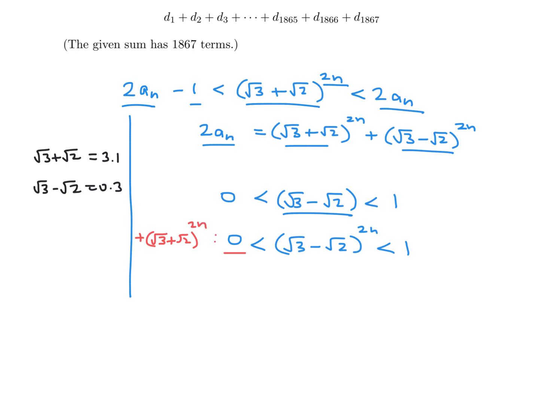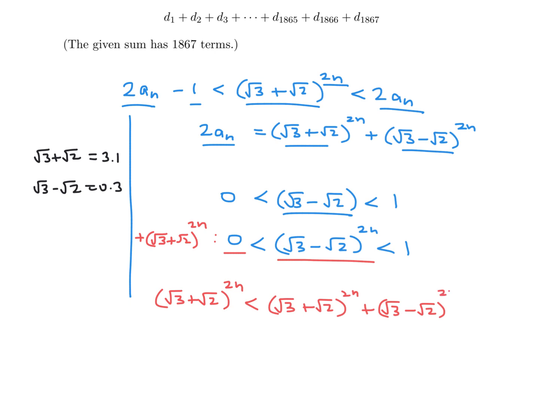So if I add it to that, it just becomes root 3 plus root 2 to the 2n. If I add it to this guy, it becomes root 3 plus root 2 to the 2n plus root 3 minus root 2 to the 2n. And then if I add it to this, it just becomes 1 plus root 3 plus root 2 to the 2n. Like that.